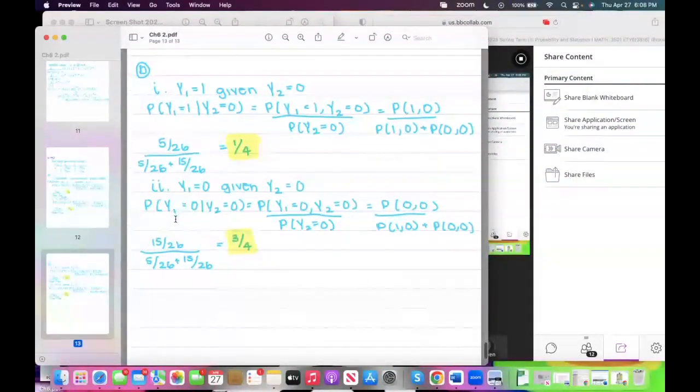And then I kept doing more work that I probably didn't have to do again. I did the probability that y1 is 0, given that y2 is 0, since this one also exists. So (0,0) over the probability of (1,0) plus the probability of (0,0). And that gave me 3/4, even though I could have done 1 minus 1/4 equals 3/4 also. But that's okay, just more practice.